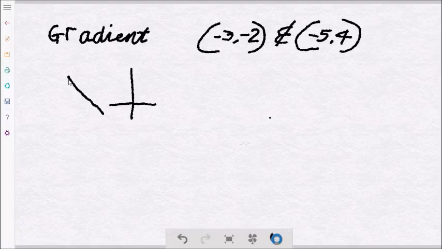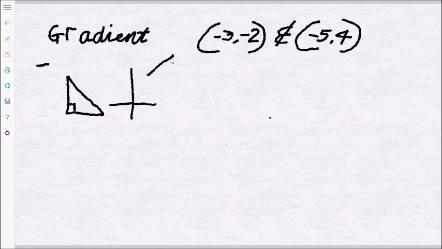So what we're going to do is do this as a right angle triangle again. Now because the gradient goes to a negative, because it's sloped in this direction, it's going to be a negative number. If it was going in this direction, it would be a positive because it's increasing. So what we're going to do here is find x. So we've got the difference between -3 and -5, which is 2. And we've got the difference between -2 and 4, which is going to be 6.